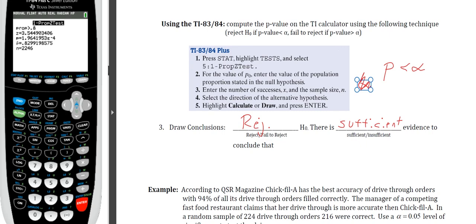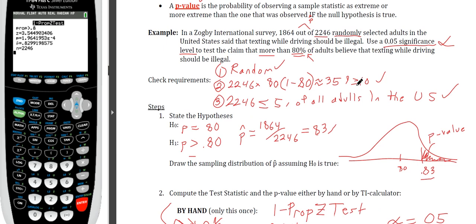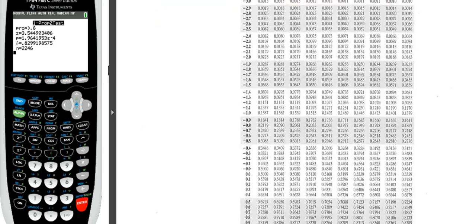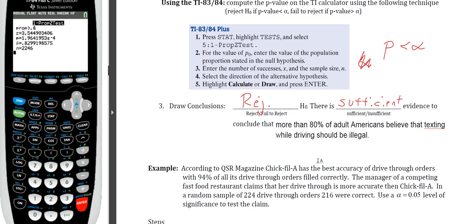to claim that, well, let's look at the original situation to see what we claim. The original situation was that adults in America said texting while driving should be illegal, and we're trying to claim that more of them believe that it should be illegal. So we rejected the null hypothesis that was 80%, and we have enough evidence to claim that more than 80% of adult Americans believe that texting while driving should be illegal. So that's what we're looking for.